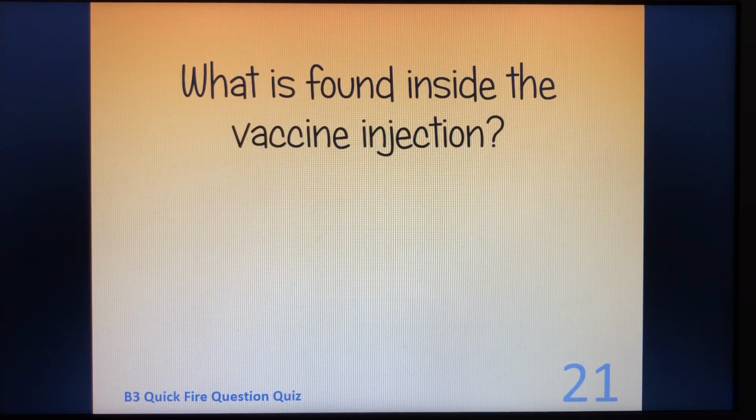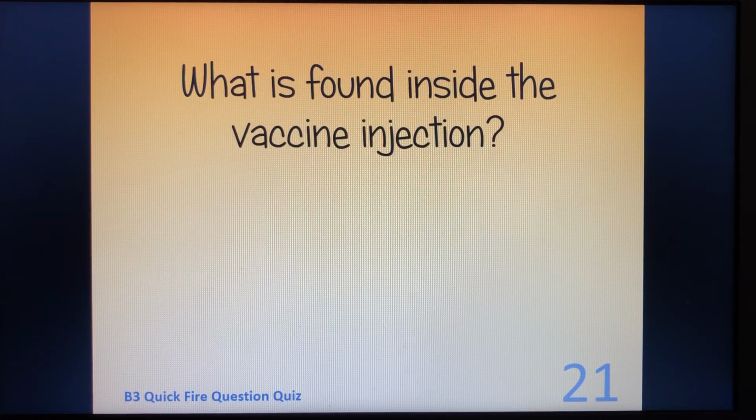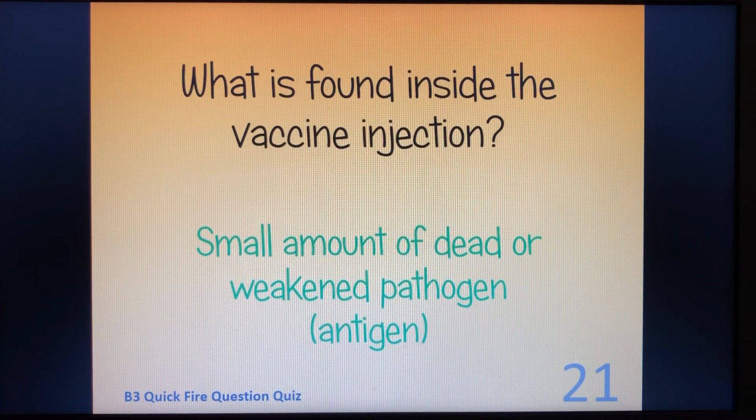Okay, question 21. What is found inside the vaccine injection? And the answer is, classic exam board answer here, a small amount of dead or weakened pathogen. And we referred to that earlier as the pathogens got those markers called antigens. They quite like that word as well, but it's a small amount, that's important. It's dead or weakened in some way, so it really can't cause us any harm. And we can refer to it as the antigen.